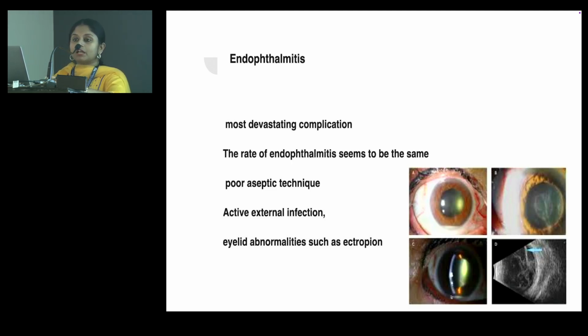The rate of endophthalmitis is common in every set of diseases, every same geographical condition, same set of sterile theaters and all. Most important factor which is deciding the cause for endophthalmitis is the poor aseptic techniques which we are doing in the theater. And active external infection is the other factor which has to be ruled out before posting any patient for injection. Eyelid abnormalities such as ectropion, entropion, etc. also should be properly dealt before posting for an injection.